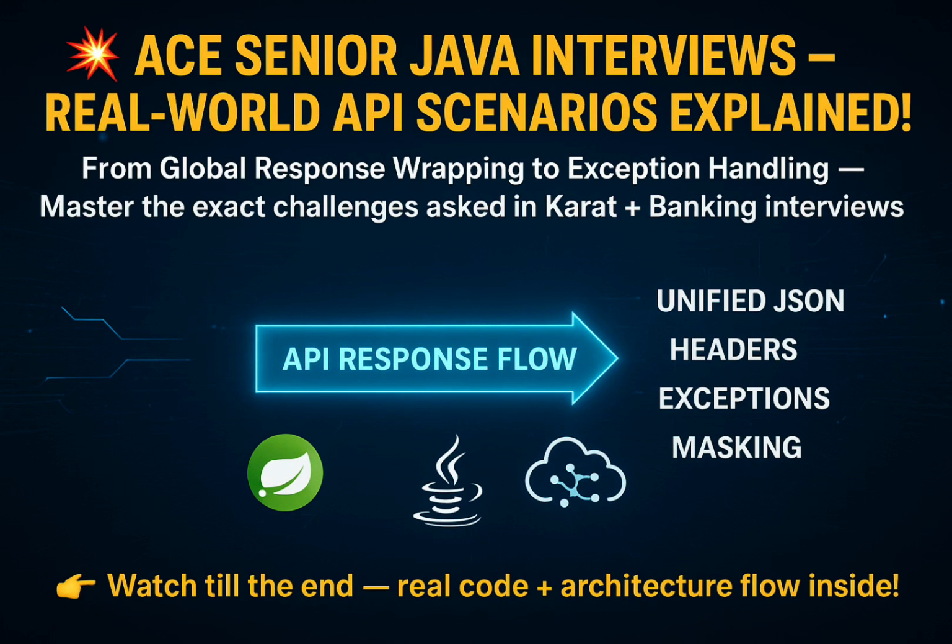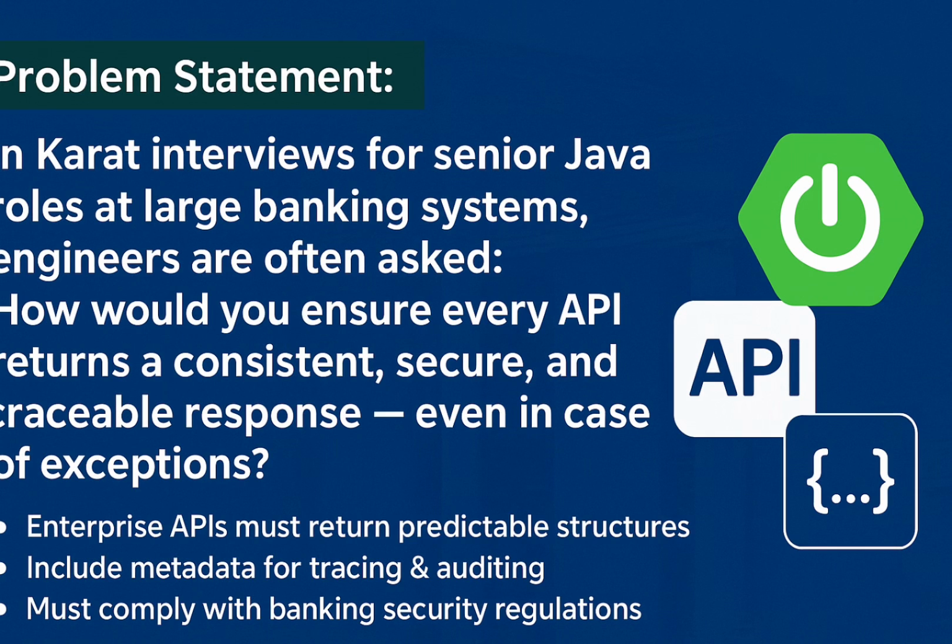In Karat interviews for senior Java roles at large banking systems, engineers are often asked: how would you ensure every API returns a consistent, secure, and traceable response, even in case of exceptions? Enterprise APIs must return predictable structures, include metadata for tracing and auditing, and must comply with banking security regulations.